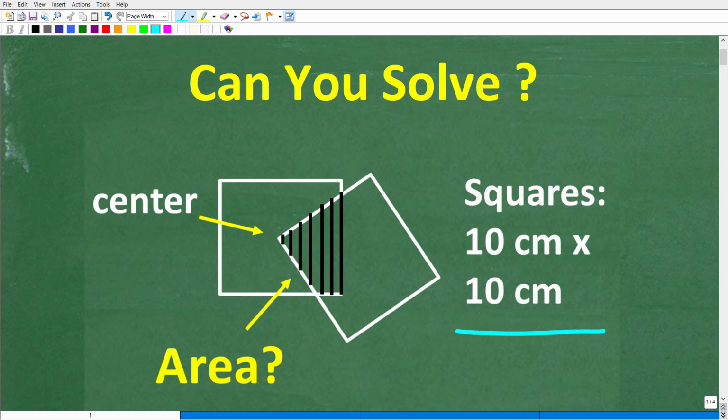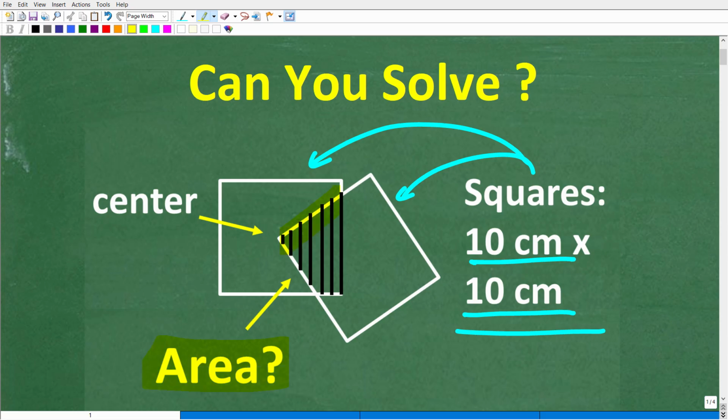Well, we have two squares, and each square is 10 centimeters by 10 centimeters. Now, what we're looking to do here is find the area of the overlapping region between these two squares. Obviously, one square is on an angle, but the key information that we do have here is that the corner of this square right here is in the center of this square. All right, so that's really important. But this is all the information that you need in order to figure this out.